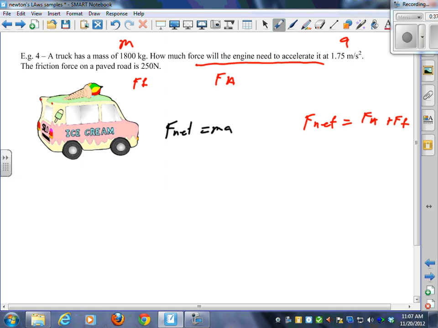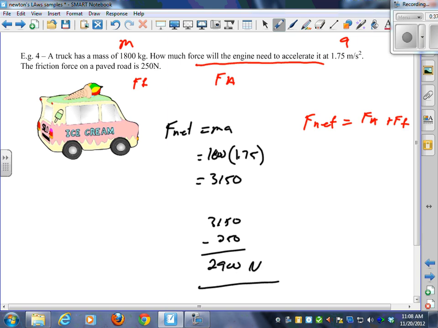So I have to do F net equals MA first. Yeah? Good. Okay, so that's pretty straightforward. That's going to be 1,800 kilograms times 1.75, giving me a net force of 3150. Oh, this is easy. I take 3150 and I just subtract 250, right? And I get 2,900 newtons. How many people got that? You're all wrong. I made a big mistake.